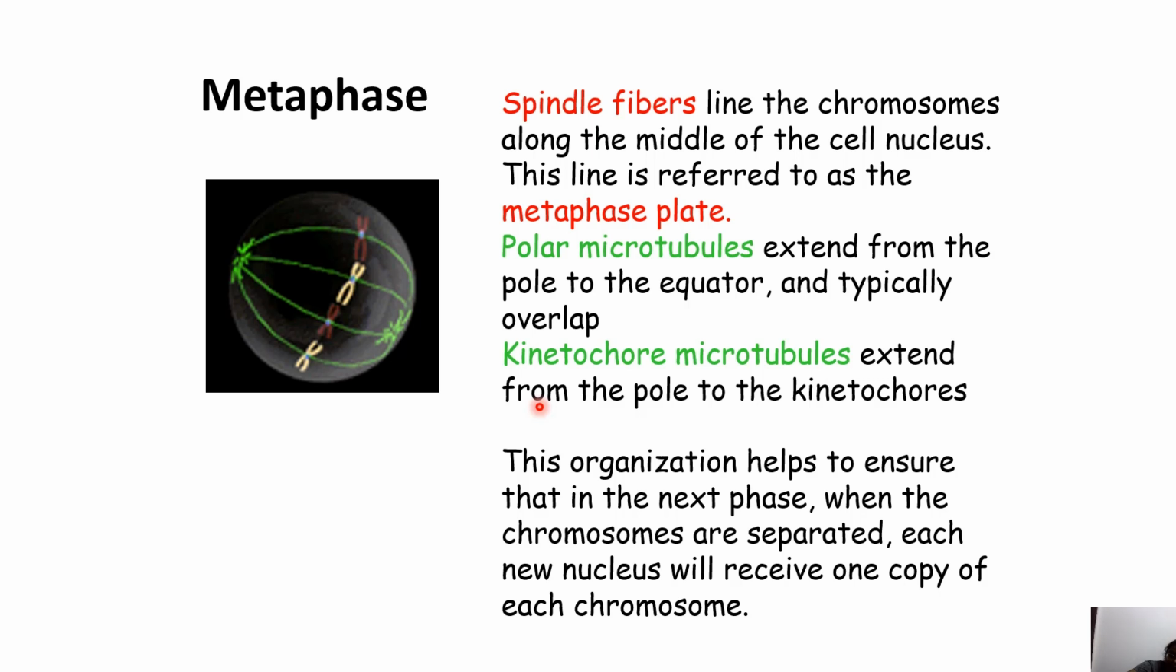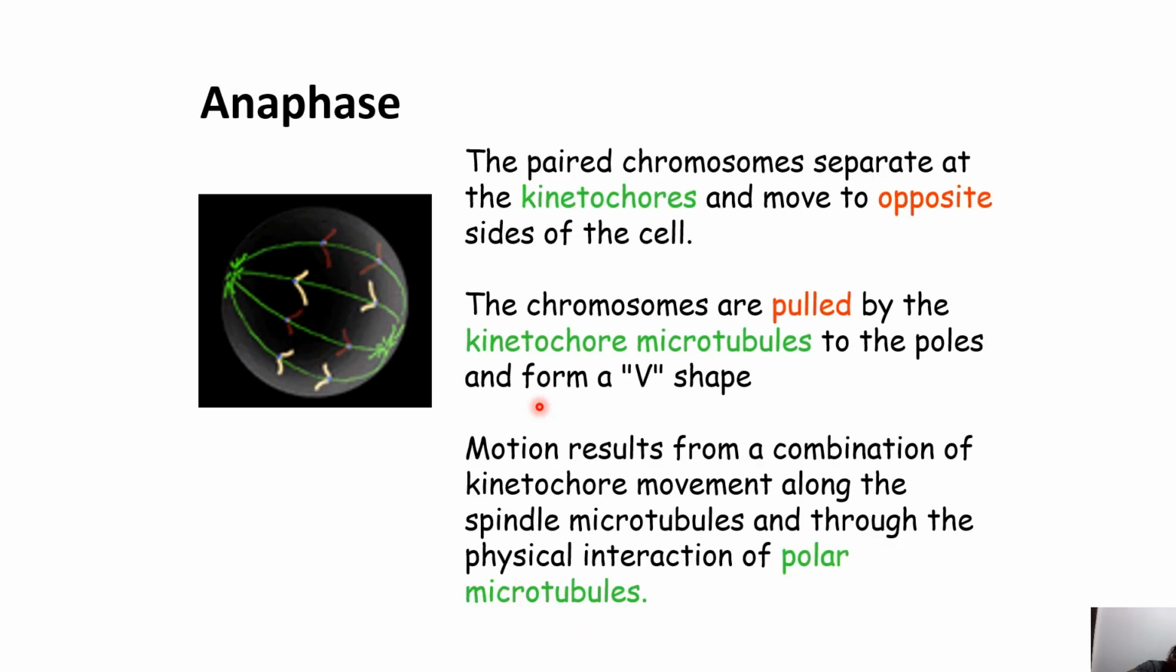Polar microtubules extend from the pole to the equator and typically overlap. Kinetochore microtubules extend from the pole to the kinetochores, and this organization helps to ensure that in the next phase, when the chromosomes are separated, each new nucleus will receive one copy of each chromosome. Now the anaphase, the paired chromosomes separate at the kinetochores and move to opposite sides of the cell, and the chromosomes are pulled by the kinetochore microtubules to the poles and form a V shape.